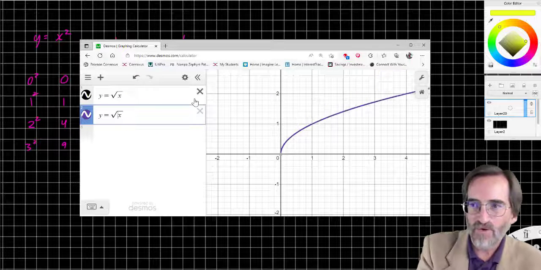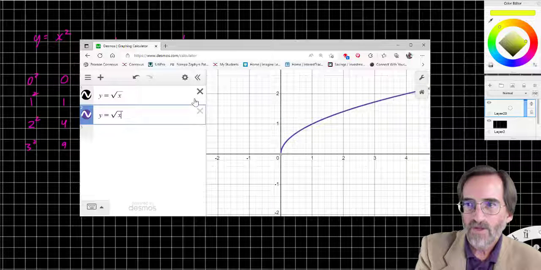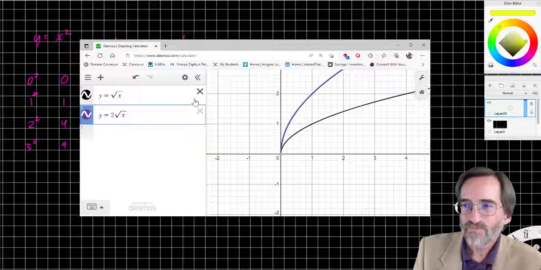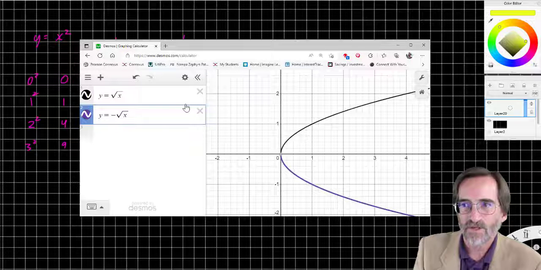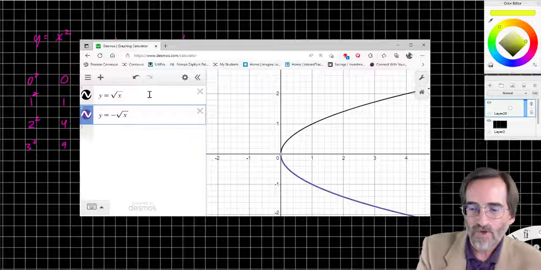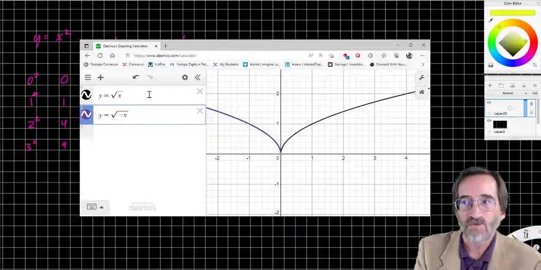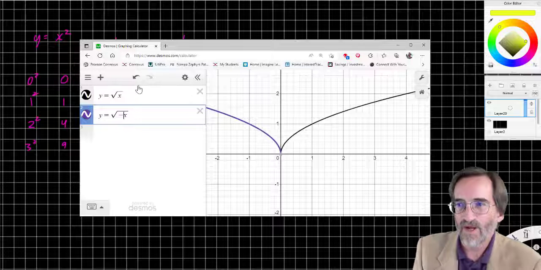The big ones to remember: if I add inside, it moves it left. If I add outside, it moves it up. And you should probably know if I multiply by 2, it makes it 2 times taller, and if you multiply by a negative, it flips it. By the way, if I make the x negative, it flips horizontally instead of vertically. It flips over the y-axis.